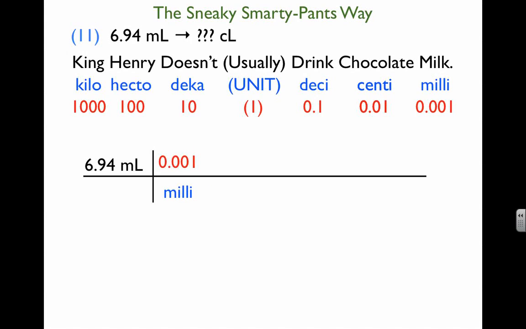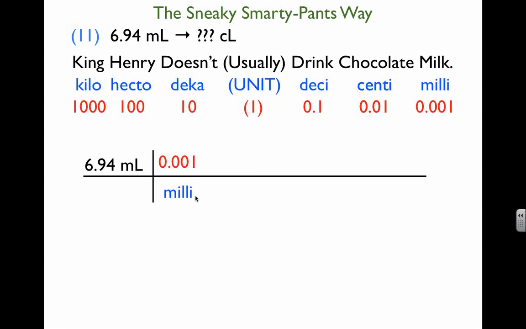But here is the sneaky smarty pants way. I can put anything that's the same on the top and the bottom. For example, I can write the French word for 1,000 and the English word for 1,000 on the top and the bottom of this. Because they're the same thing, it will cancel out and that is fine. I can multiply by any conversion factor as long as what I write on the top of the picket fence is the same as the bottom.